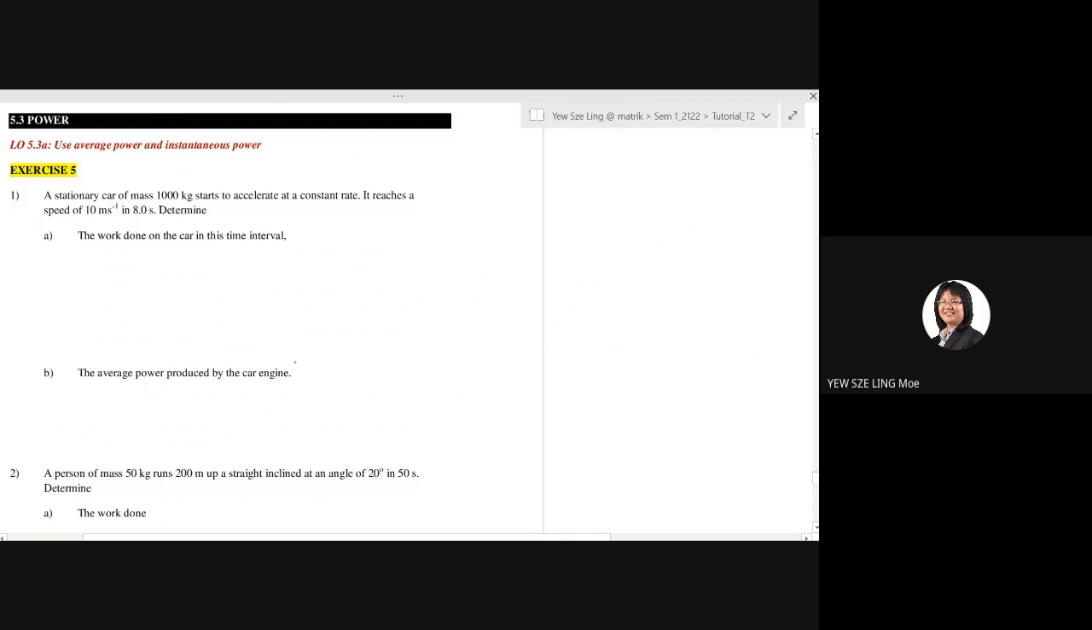Okay, now exercise 5. A stationary car of mass. Now you have mass. Why is it not coming out?